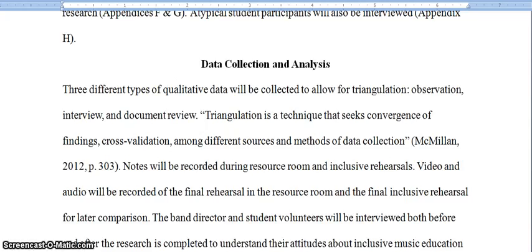Okay, data collection and analysis. And if you remember, this is supposed to be indented, but I said this is not perfect. So she actually discusses that there are 3 different types of qualitative data that she will collect, and this allows for triangulation, which is always a great thing when you're doing qualitative. Observation, interview, and document review. And she goes on to actually quote the book.